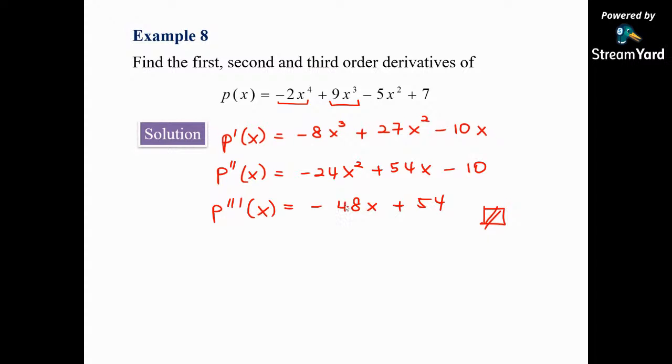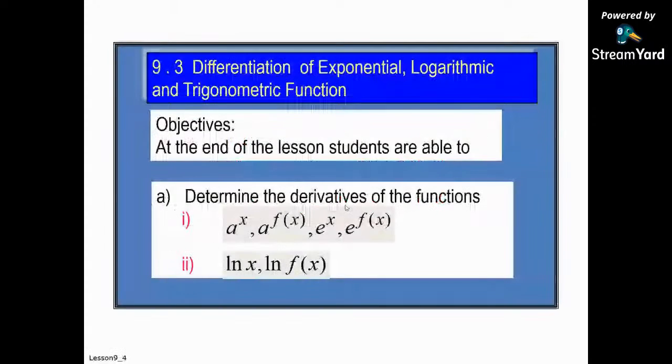Now let us proceed with lecture 9.3. Differentiation of exponential, logarithmic, and trigonometric functions. The objective is to determine the derivative of the function a to the power of x, a to the power of f of x, e to the power of x, and e to the power of f of x, as well as how to differentiate ln of x and ln of f of x.